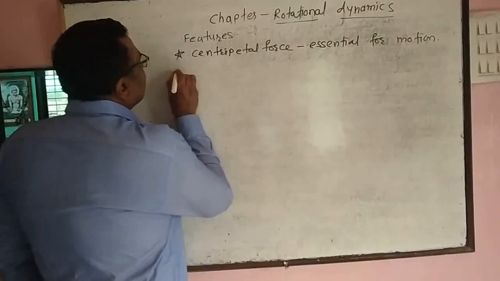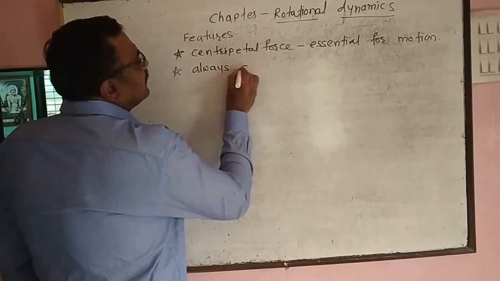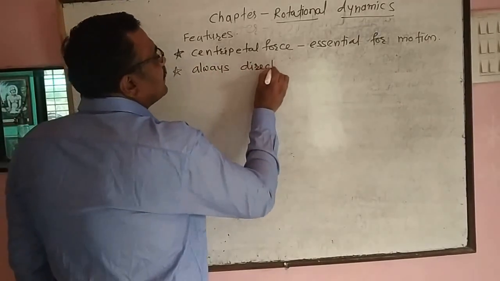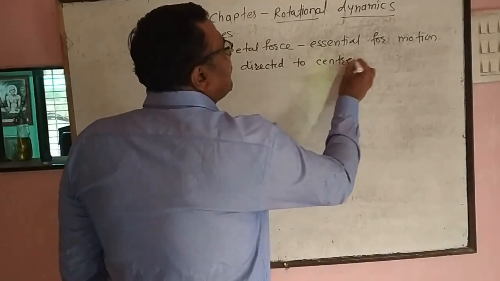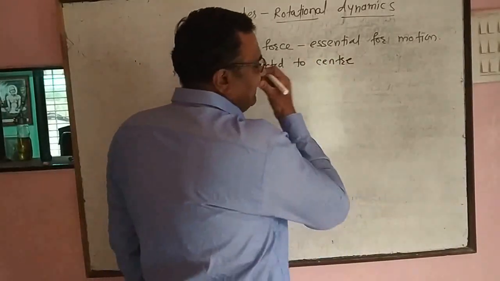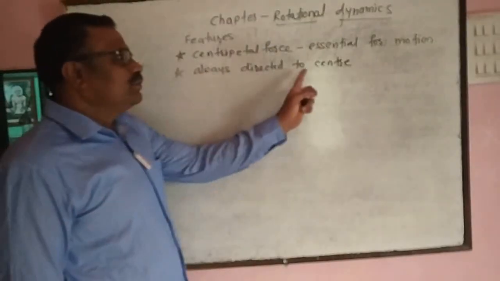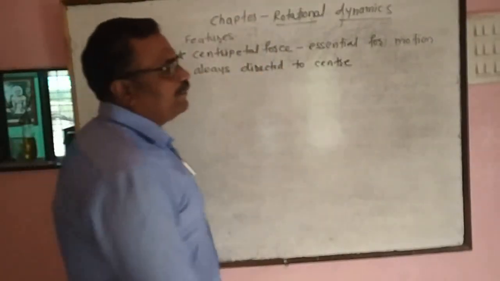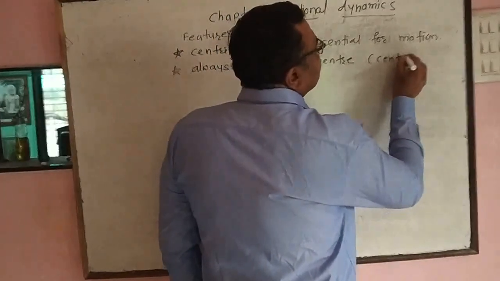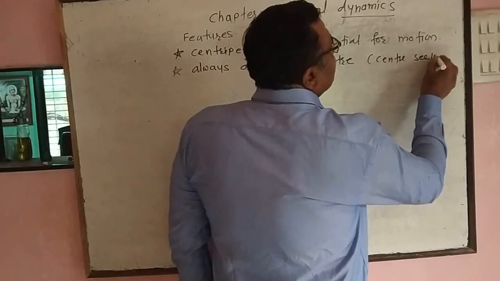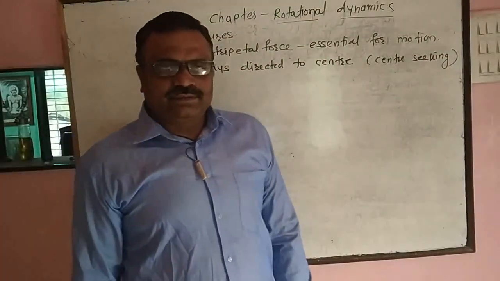Centripetal force is always directed towards the center of the circle. It is acting along the radius and directed towards the center of the circle, and therefore it is known as center seeking acceleration or center loving acceleration.